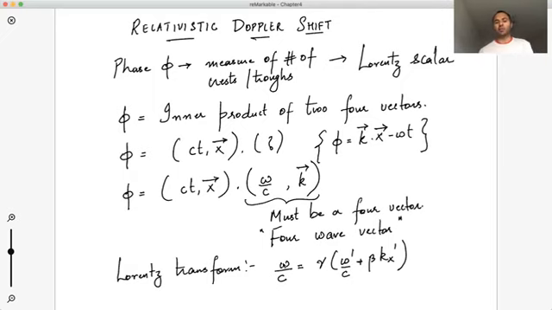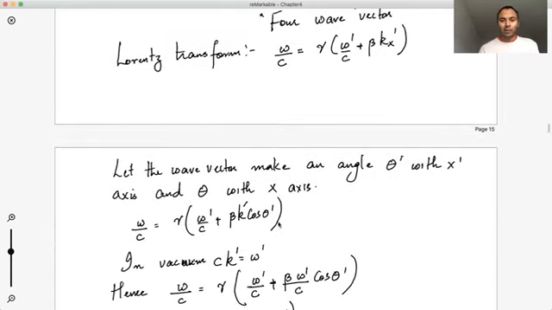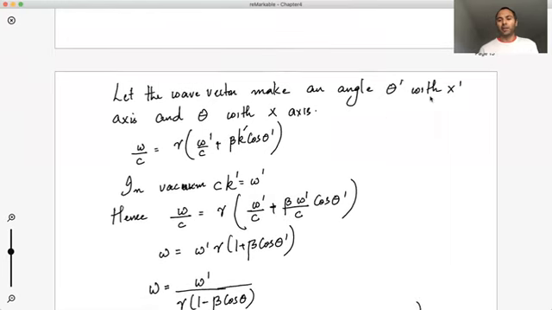So if I want to Lorentz transform the 0th element, then I get omega by c equal to gamma times the 0th element in the k prime frame. That's omega prime by c plus beta times the first element in the k prime frame, which is kx prime. Okay. Now let's say the wave vector makes an angle theta prime with x prime, then you can write kx prime as, I'm basically casting kx prime with an angle, right? So kx prime will become the total magnitude of k, which is k prime times cos theta prime.